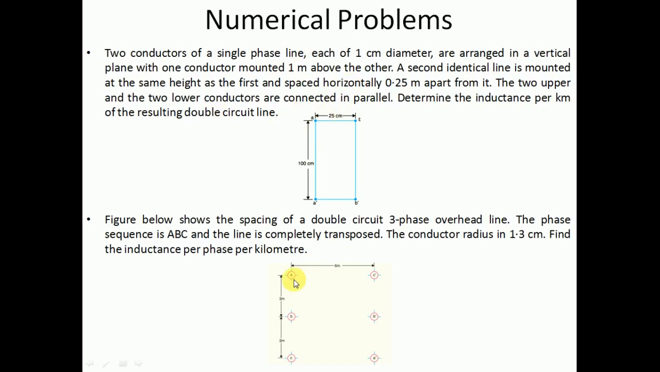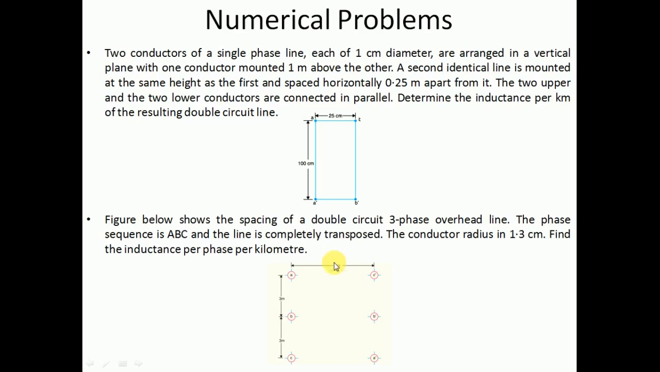Similarly, if you are considering this problem, this is actually a three-phase double circuit line. The conductor radius is given as 1.3 centimeter, and this distance is given 3 meter, and this distance is 6 meter. In this problem you might have a doubt how you will calculate the value of this distance. It's very easy because this is actually a right angle triangle. Similarly, here also you can calculate the value of this distance by using the hypotenuse theorem.